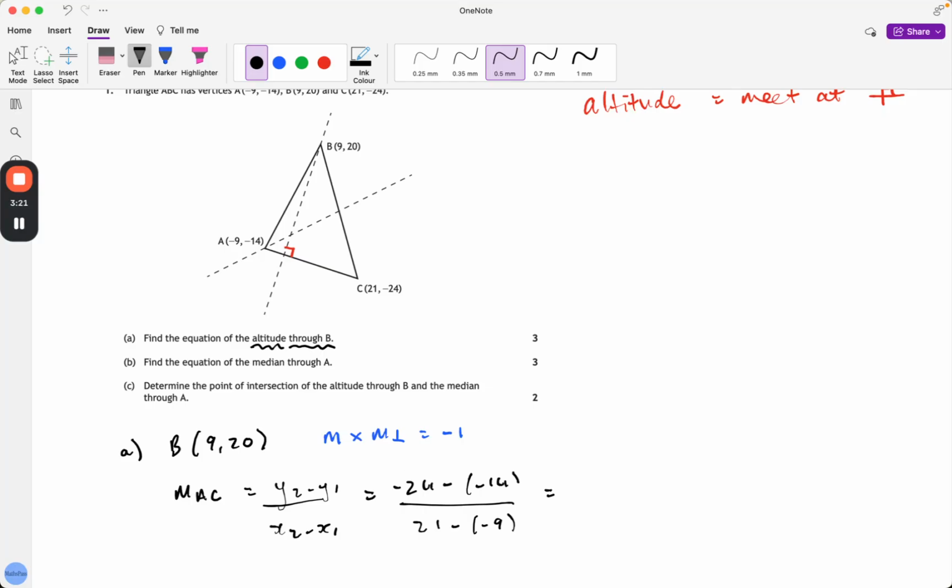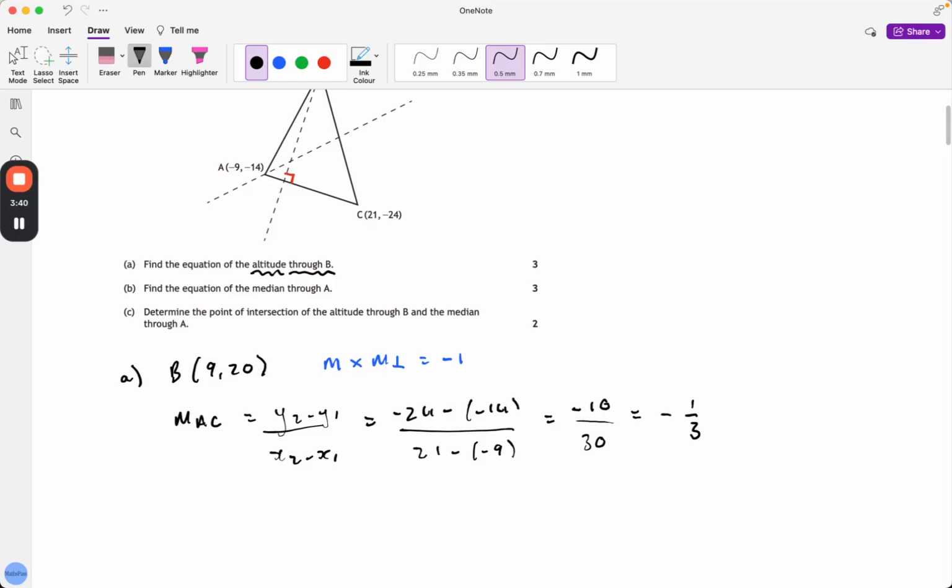So -24 minus -14 is the same as -24 plus 14, so that's going to give us -10. And then 21 plus 9 is going to give us 30. And so this actually gives us minus a third. So we know that our line AC has the gradient of -1/3. Then we can use that property in blue to say, therefore, the gradient of our altitude, which I'm just going to call alt, is equal to 3, because you want to change the sign and then flip it. So you want to flip your 1 and 3 around, and that would give you 3 over 1, which is just 3.